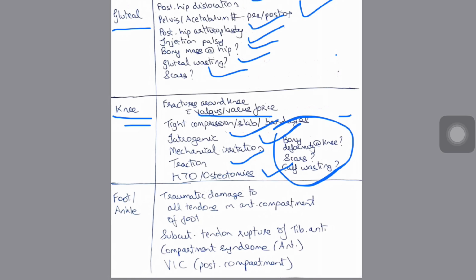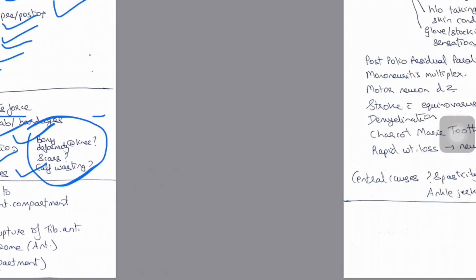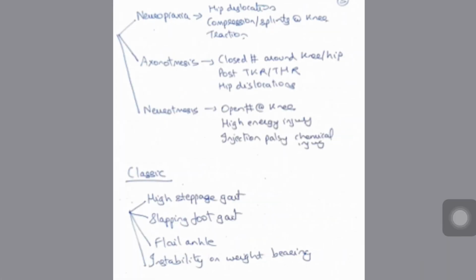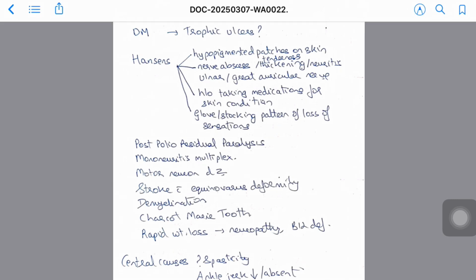So these are the most common etiopathogenesis of a foot drop we see in common day-to-day practice. There are a few systemic causes as well of foot drop, which are commonly seen in India. Diabetes mellitus. What do you look for? You look for trophic ulcers.